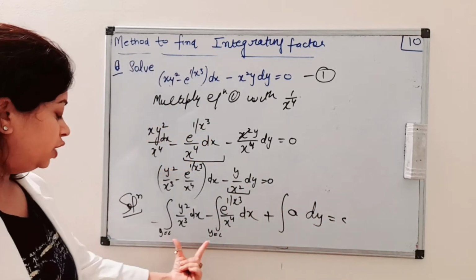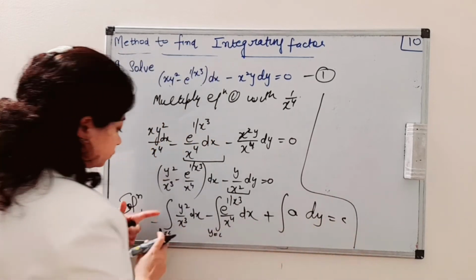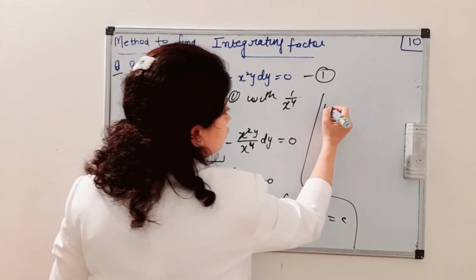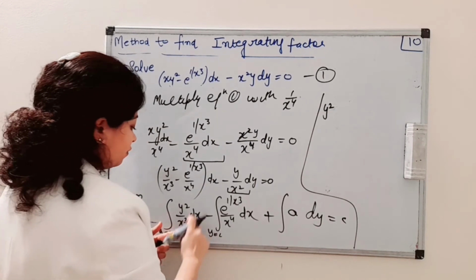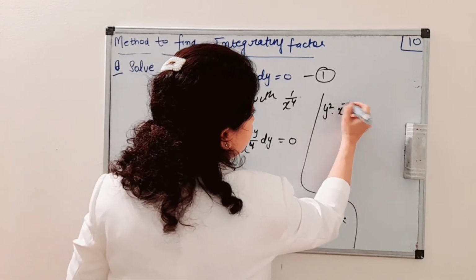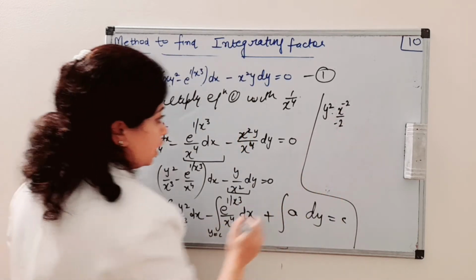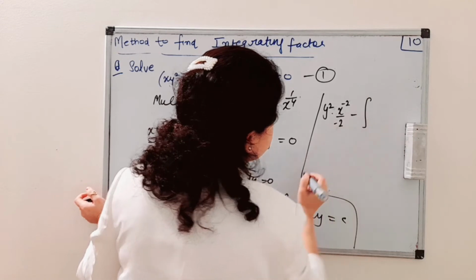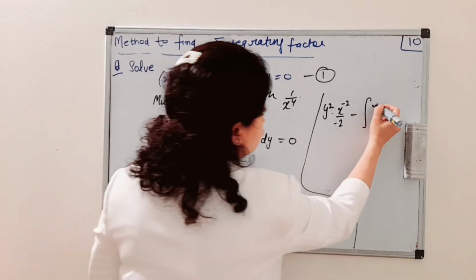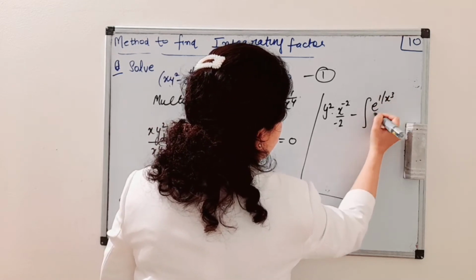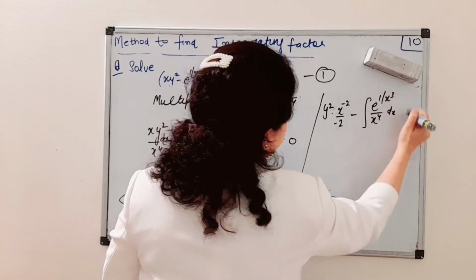So now we need to integrate this equation. We have y² as constant here. This is 1 upon x³, that is x raised to power −3, and the integration will be −1/(2x²). Okay, and now we come to this part. This part is ∫e^(1/x³)/x⁴ dx equal to c.